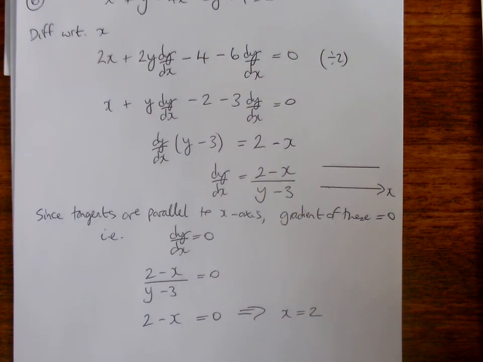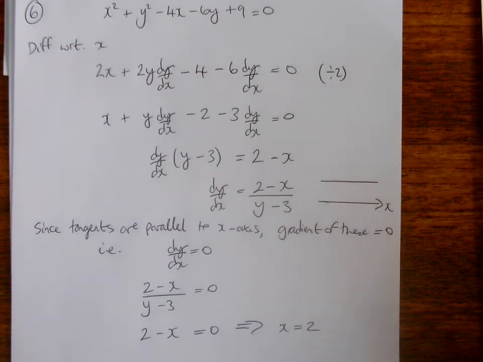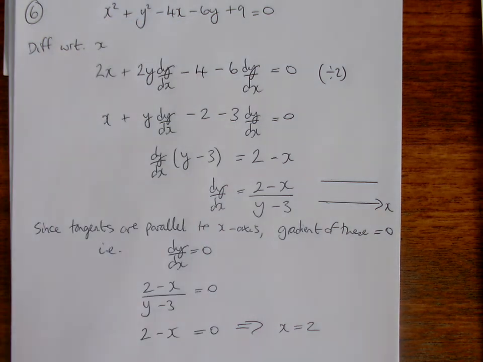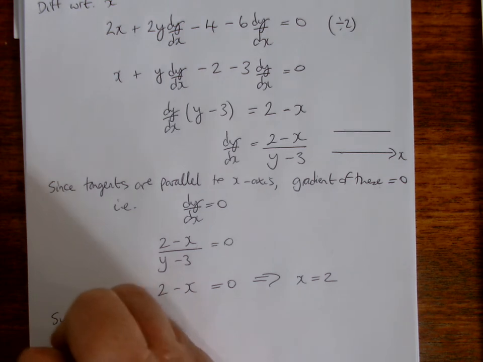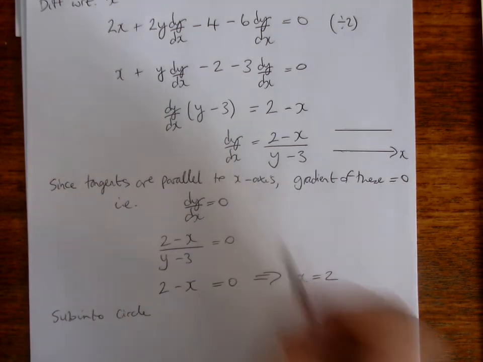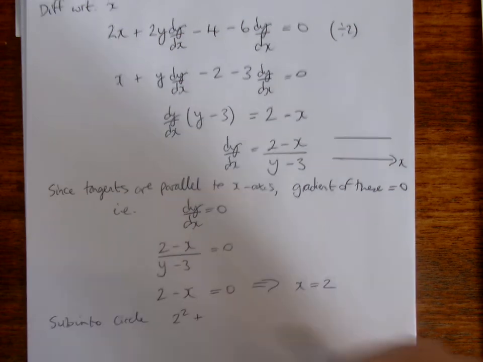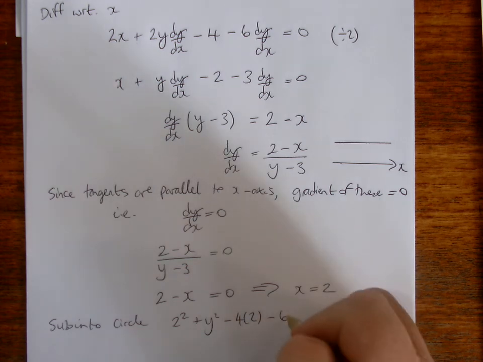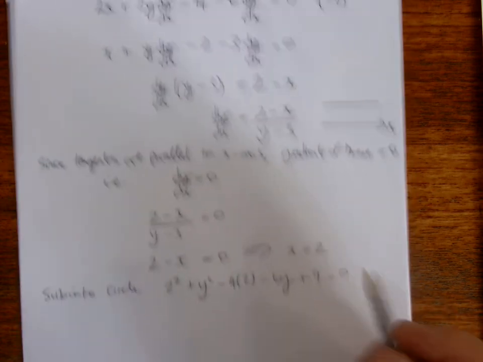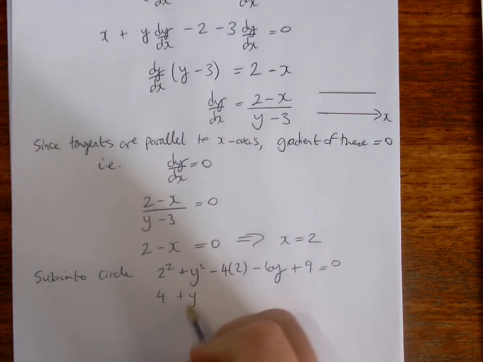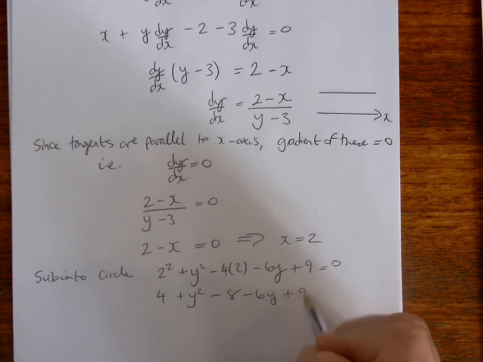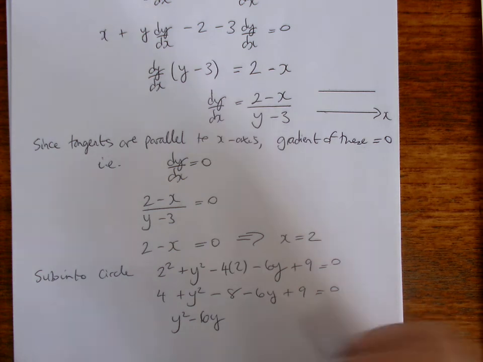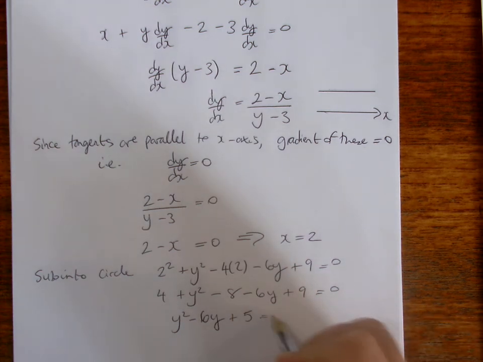Now, think about how we're going to work out the y value. Of course, we could go back to the curve, because x will be 2. We can substitute it in and see what y is going to be. So sub into the circle equation: we'll have 2 squared plus y squared, take away 4 times 2, take away 6y plus 9 is 0. If we simplify this, 4 plus y squared minus 8 minus 6y plus 9 is 0. So we get y squared take away 6y plus 5 equals 0.